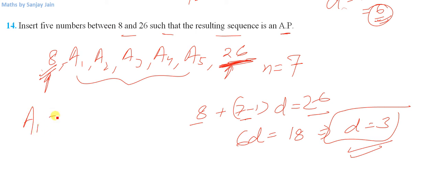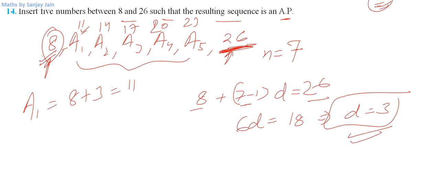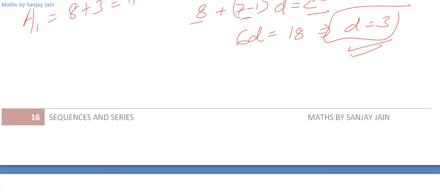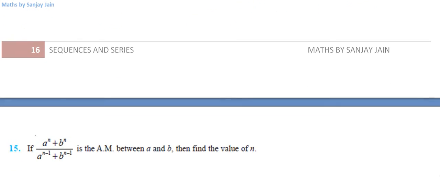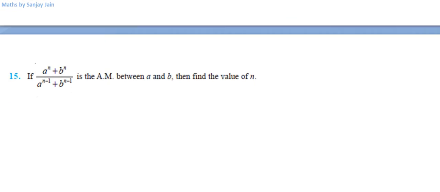So A1 is the second term. So it is A plus D, 8 plus 3. That is 11. So if I add 3, I will get this term, this term, this term. So I am adding 3 to get the next term, which is the property of arithmetic progression, that the two terms are separated by the common difference.